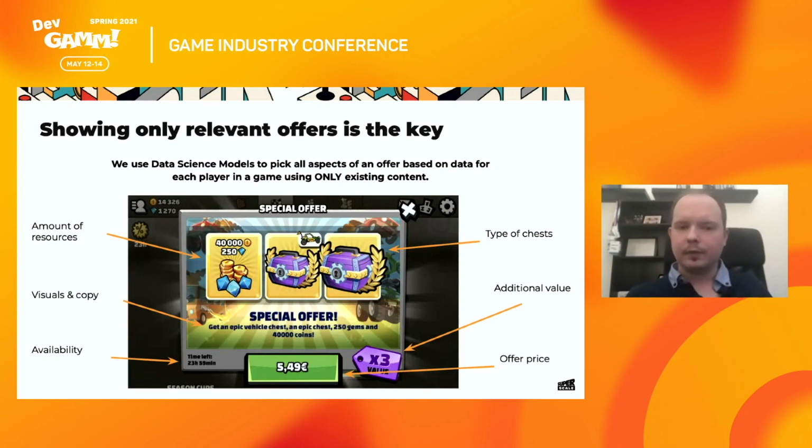So what type of resources, what is the amount of resources, what type of chest, what is the price point, what is the discount, what is the availability? Should we put it for 1 hour or 5 hours or 24 hours or 1 week? What is the visual? And actually this can be optimized based on what I was talking about, the player journey and what type of data we can actually get.